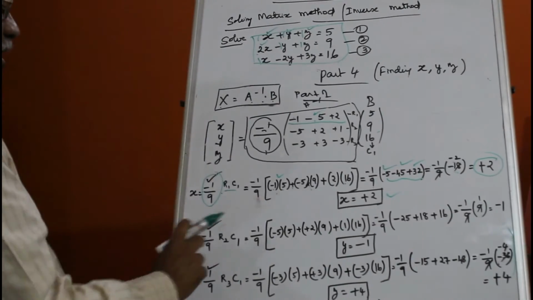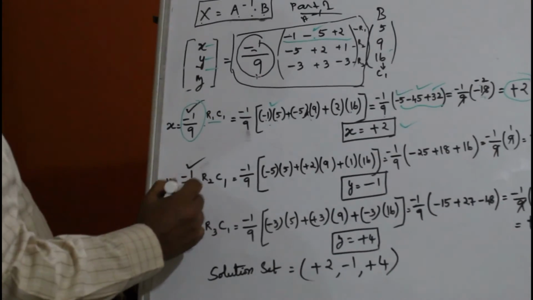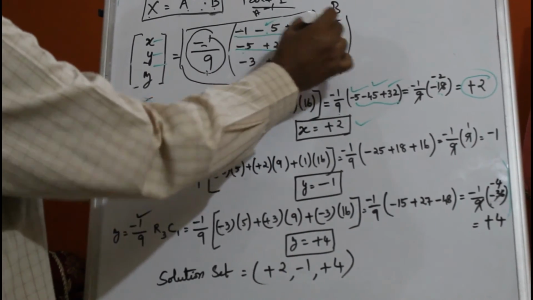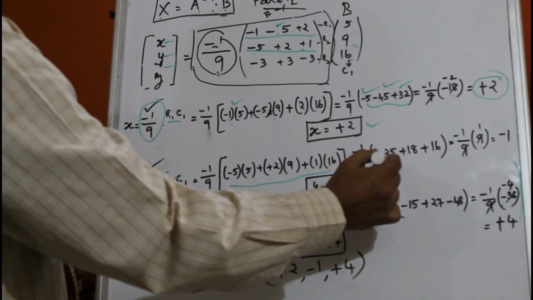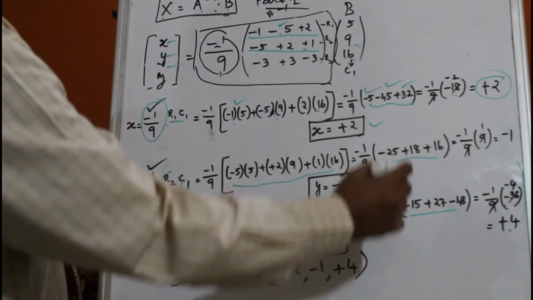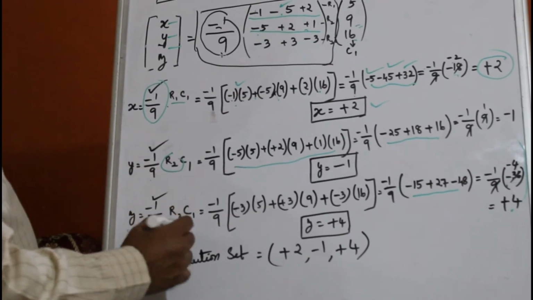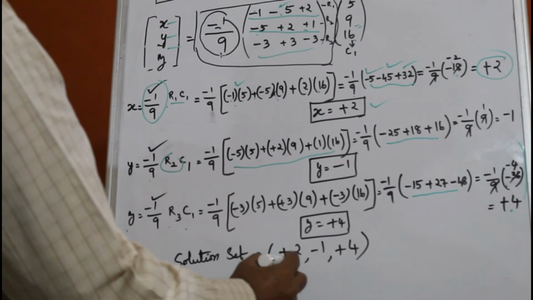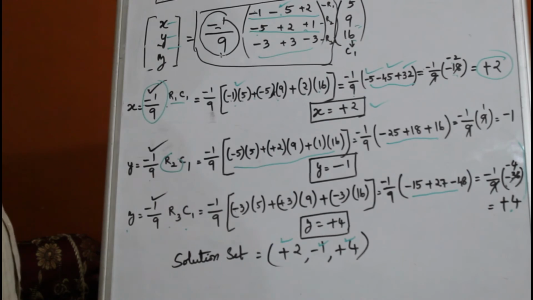Next is called y. This minus 1 by 9 is common for all x, y and z. So minus 1 by 9 into row 2 column 1. This one is called row 2. Minus 5 into 5 plus 2 into 9 plus 1 into 16. That's what we wrote here. After multiplication, you get plus 4. This is minus 1. So value of z is minus 1 by 9 row 3 column 1. This is called row 3 and column 1. If you multiply, you get this. So the solution set is plus 2, minus 1 and plus 4. This is the answer. And part 5 is checking.